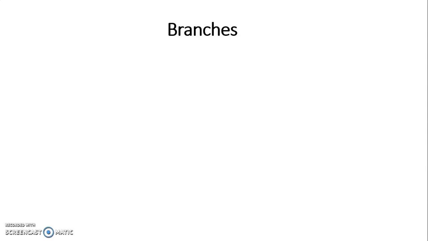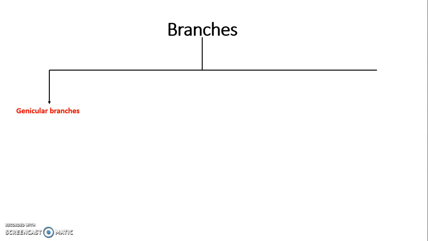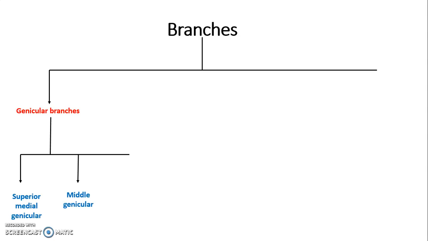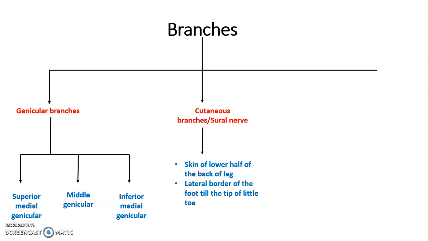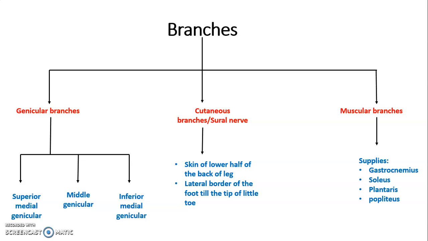The branches of tibial nerve are genicular branches, of which there are three: superior medial genicular, middle genicular, inferior medial genicular. Then we have cutaneous branches, which is also called sural nerve. It supplies the skin of the lower half of the back of the leg and lateral border of the foot till the tip of the little toe. So it gives cutaneous innervation to the lower half of the back of the leg and lateral border of foot till the little toe. Then muscular branches are also given by tibial nerve, which supply muscles such as gastrocnemius, soleus, plantaris and popliteus. All these muscles are muscles of the back of the leg.